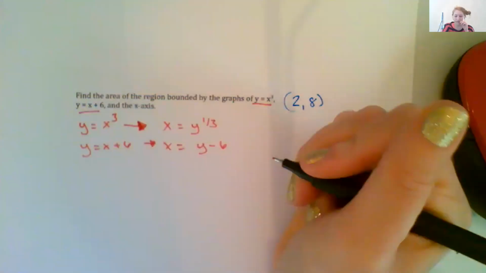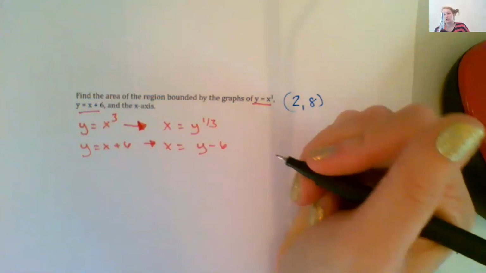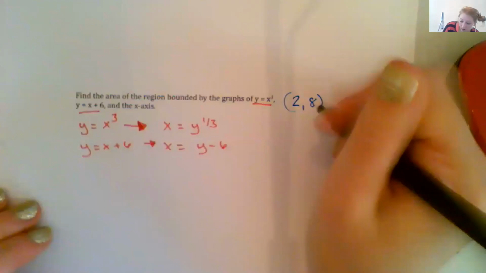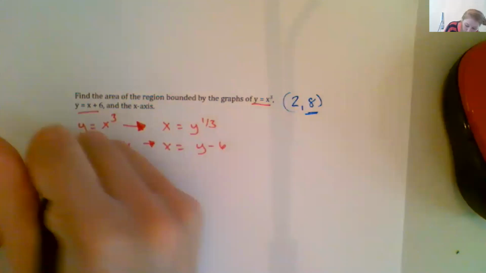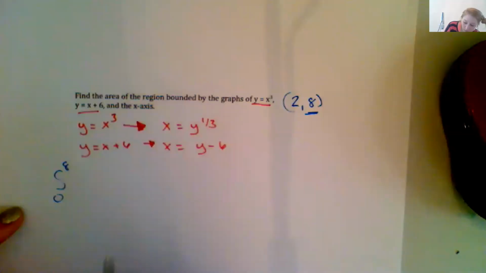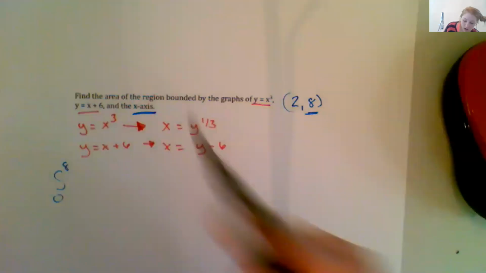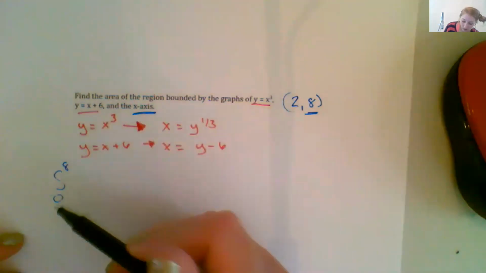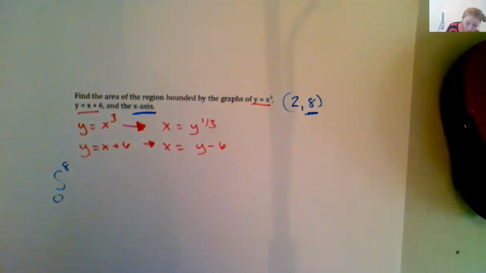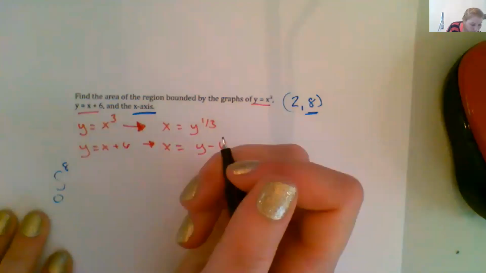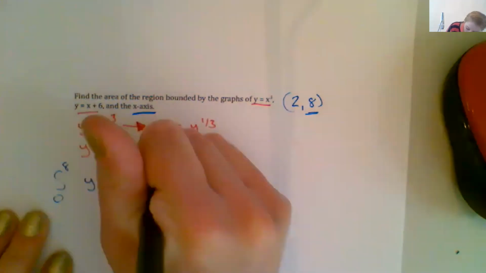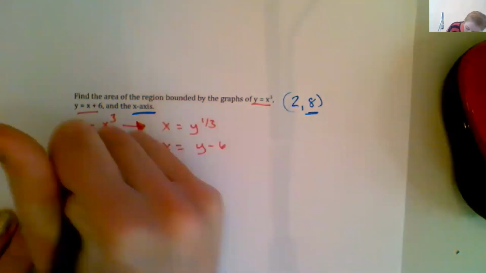okay? All right, so now what we're gonna do is we are going to integrate this with respect to y, all right? So we care about 8, so we're gonna do this between 0 and 8. Y 0, because they gave me the x-axis as one of my bounds so that I know y cannot go below the x-axis, okay? So y can't go below 0. All right, so then we're gonna say y to the 1/3 minus y minus 6 dy.